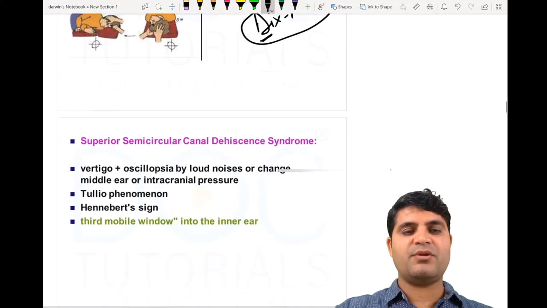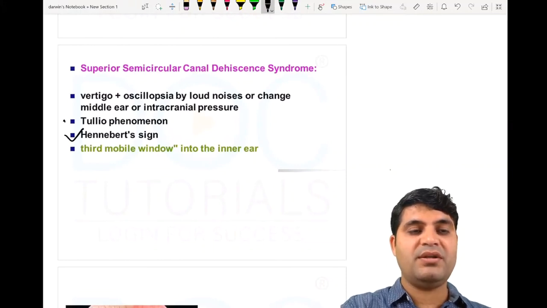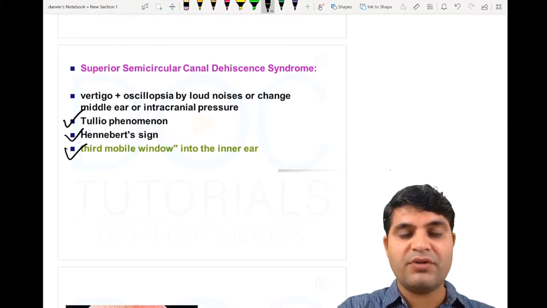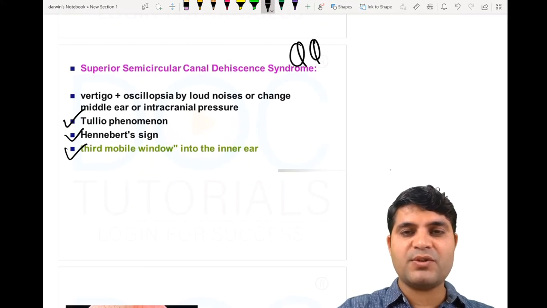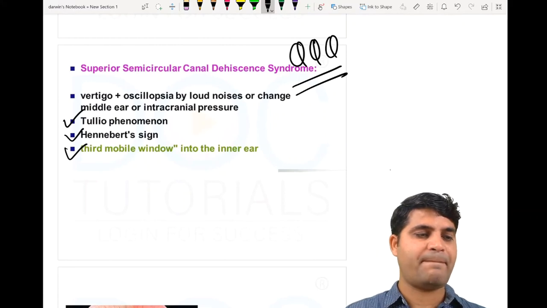Then superior semicircular canal dehiscence. Yes, these are important things: Hennebert sign, Tullio's phenomenon, third window effect. I expect this question in your exams. Very important. Yes. Clear?